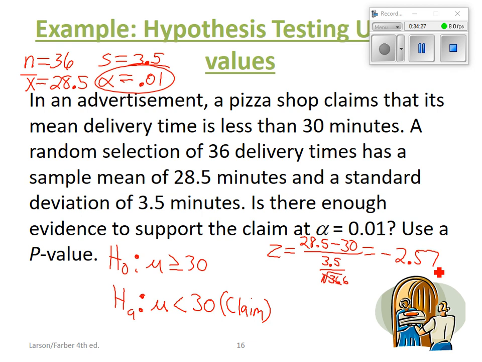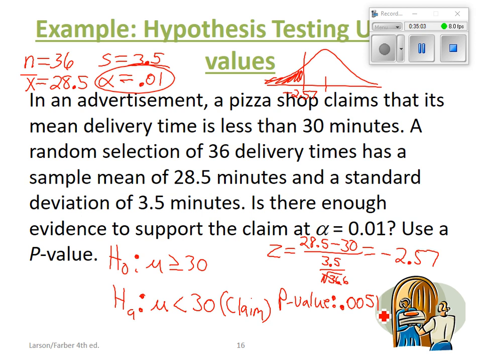Now, once we have our z, what did the next step say to do? Find the area, which is the p-value, right? Yeah. So you go to your chart, and what we're looking at is this area right here for negative 2.57. 0.0051. Does everybody agree with that? Yes, no, maybe? Yes. 0.0051.